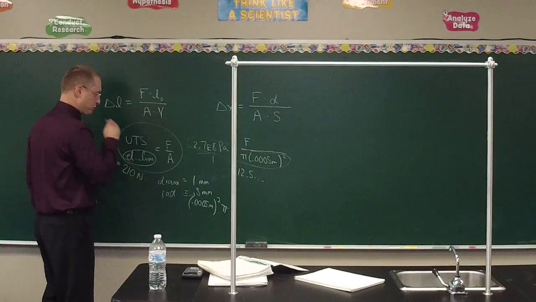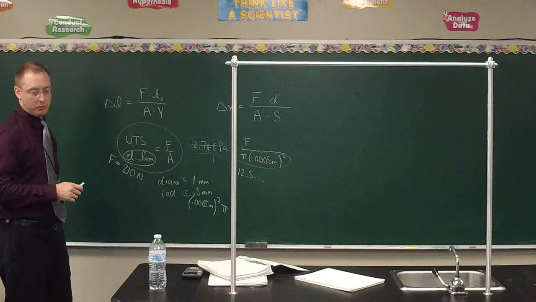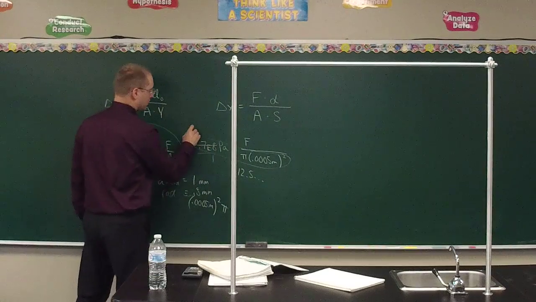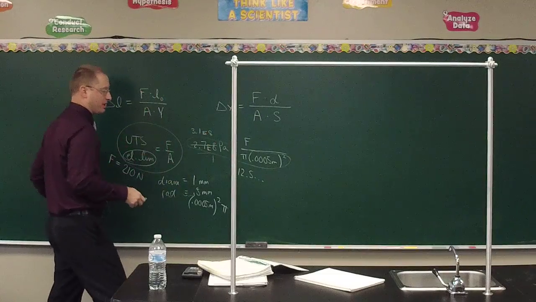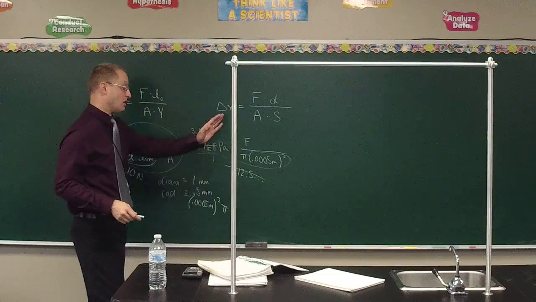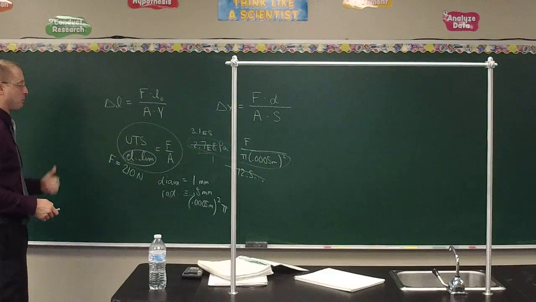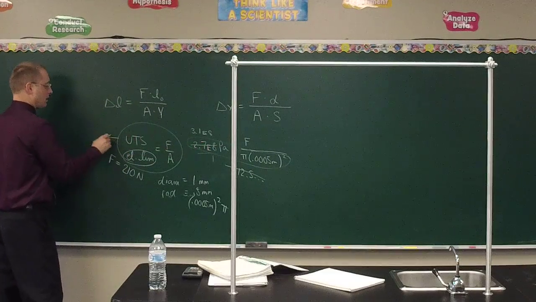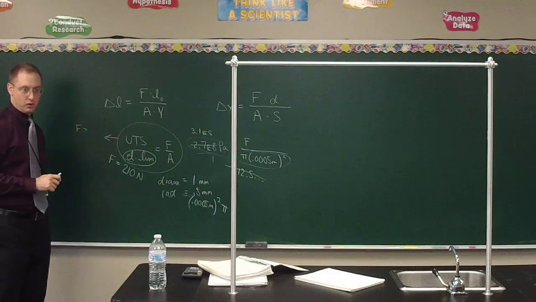And for ultimate tensile strength, what was that ultimate tensile strength for aluminum, Audrey? 3.18. Not a huge difference between the two of these. Let's see what it comes out to for forces now. Same thing, 0.0005 squared times pi times 3.18. How much force is needed to get to the ultimate tensile strength, Audrey?